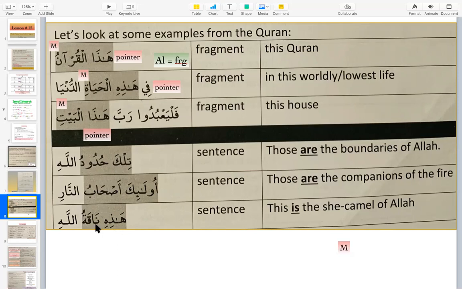Now hazihi naqatullahi. Now hazihi, our ismul ishara. I don't see any al after that. So that means this is my sentence. So I'm gonna say this is naqatullahi, the she camel of Allah. Okay, so naqata is feminine, so that's why hazihi is used with it. Okay, so that was some examples from Quran Pak.